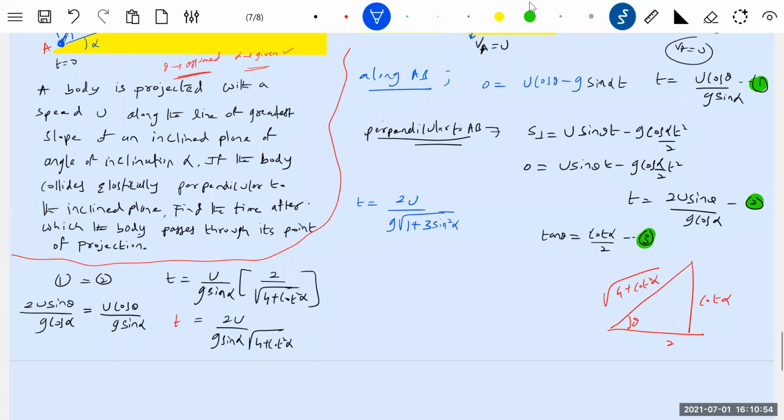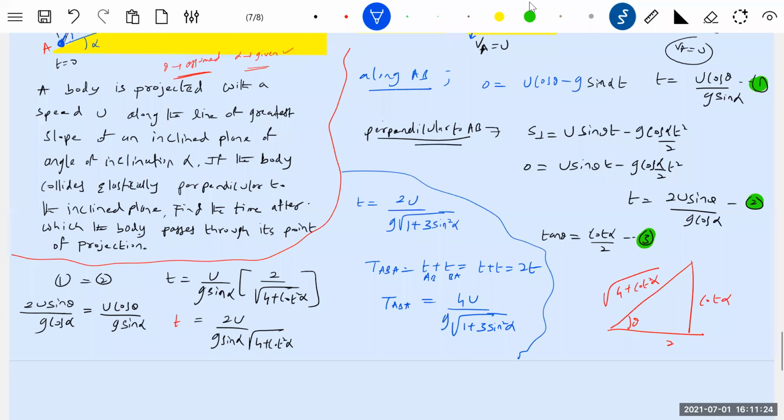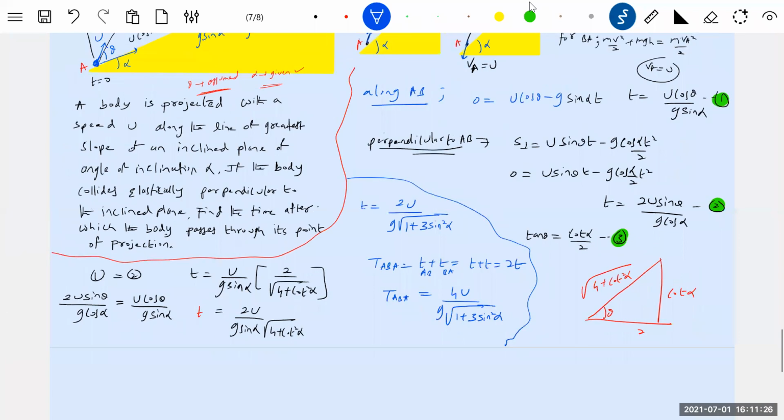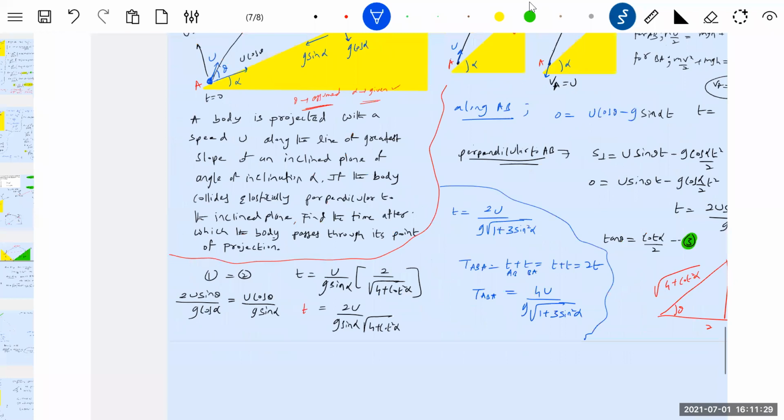What is the total time of flight? T_ABA should be equal to T plus T, or T_AB plus T_BA, which is equal to T plus T, which is 2T. So finally, it should be 4U. Some math-based problems will be there. I think a lot of trigonometry is involved here. This will be our final answer.